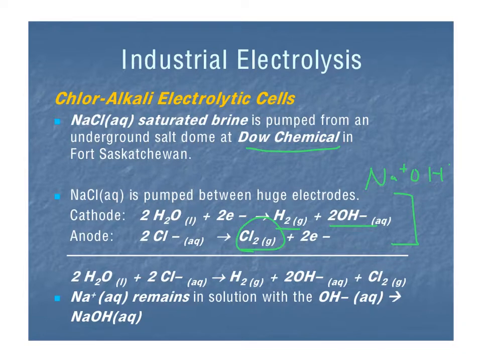Here is the overall net balance equation. We have water reacting with chloride ions to produce hydrogen gas, hydroxide, and chlorine gas. The sodium ions that remain in the solution will be ionically attracted to the hydroxide ions to generate sodium hydroxide.